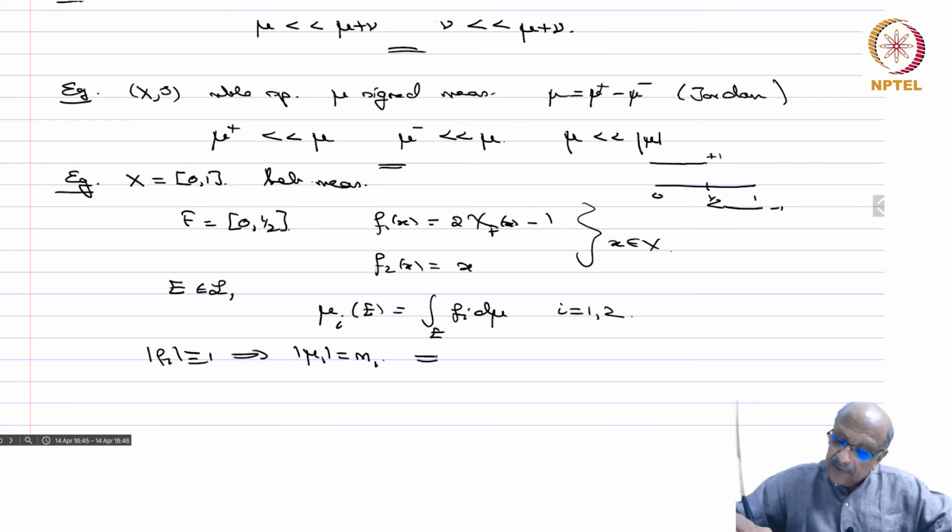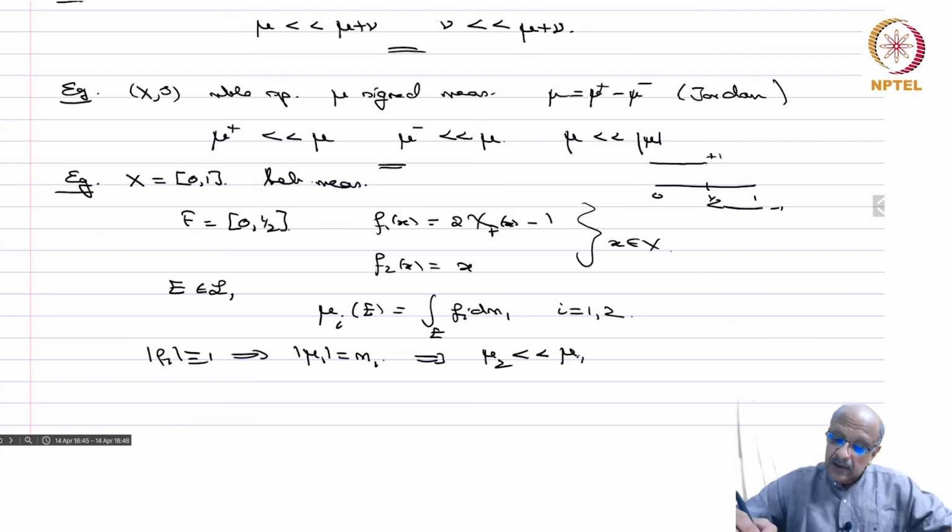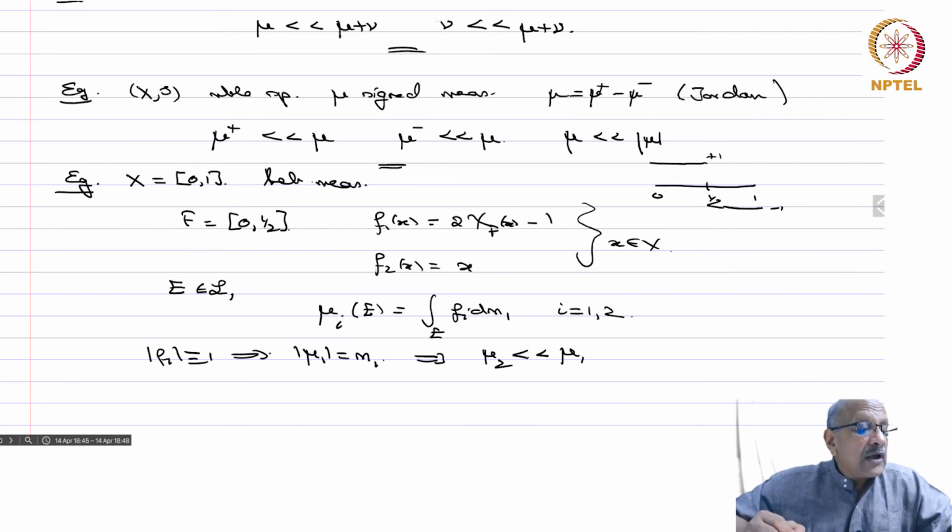So this implies, so sorry, this is dm1. Okay. And therefore this implies that mu2 is absolutely continuous with respect to mu1, because mod mu1 is just m1, and therefore this is with respect to that, and we now know that mu2 of E is equal to integral f2 dm1, and therefore you have that mu2 is absolutely continuous with it.